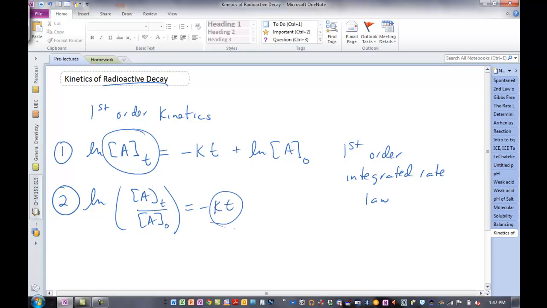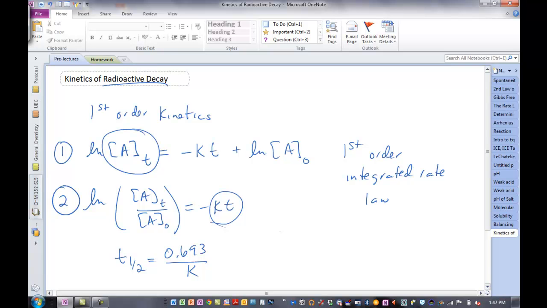Okay? Now, one other equation you're going to need for kinetics of radioactive decay, first order kinetics, is the half-life. Half-life is very important for radioactive decay. We always talk about the half-life. The half-life of carbon-14 is 5,700 and some odd years or something like that. Okay, so the interesting thing about a first-order half-life is that it doesn't depend on concentration. Each half-life is the same amount of time.